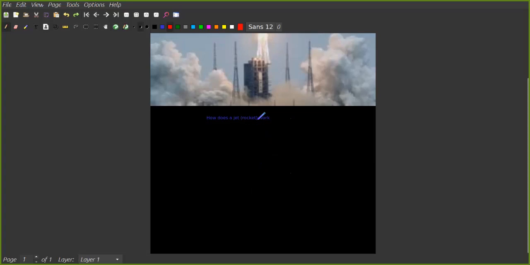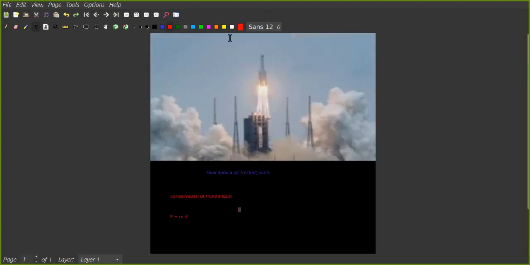Okay, so we know the conservation of momentum. So let's see, our momentum is equal to the mass times velocity. Let's say that we have an upward velocity, which is the velocity of the rocket, and a downward velocity, which is the exhaust velocity.